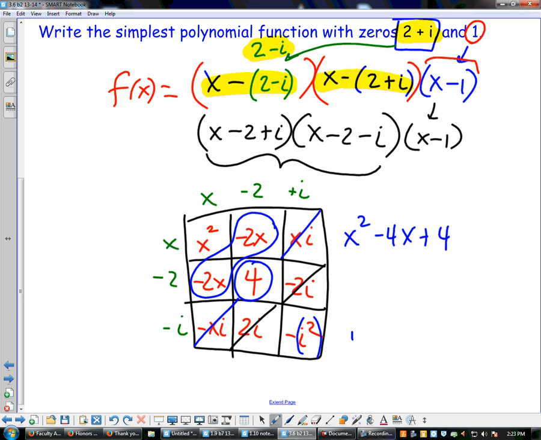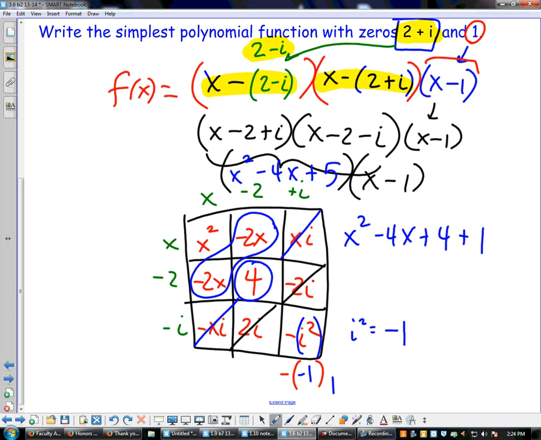Isn't i squared equal to negative 1? So this would really be the opposite of a negative 1. So that's going to be a positive 1. So I really have plus 1. So I get x squared minus 4x plus 5. All right. Now that I have that, that's really just this piece right here. Just multiply those two together and I get x squared minus 4x plus 5. So don't forget that we still have to multiply this guy by x minus 1.